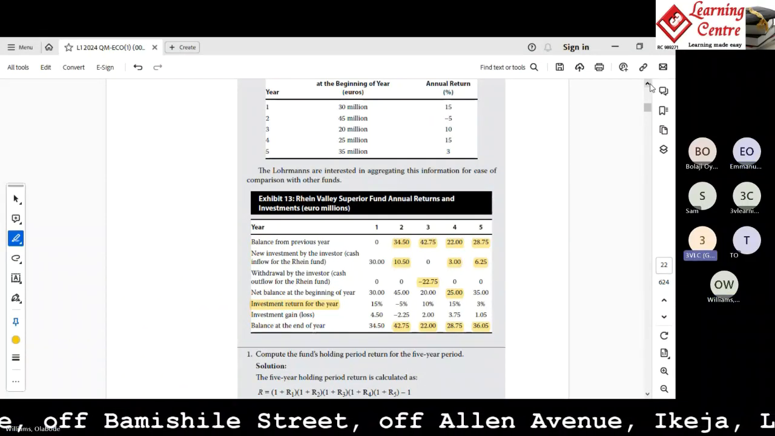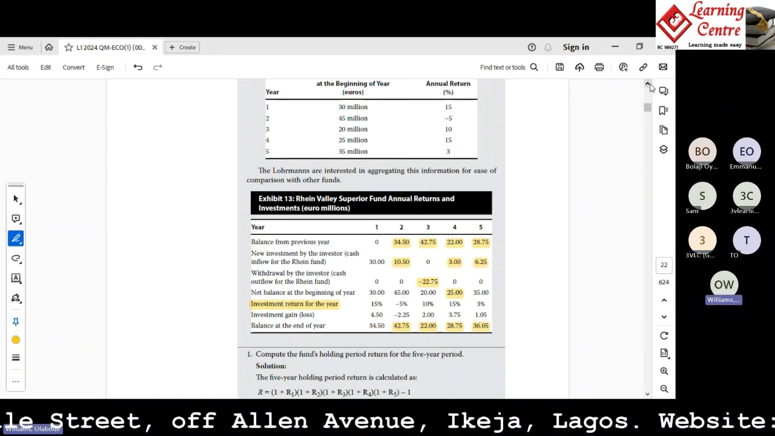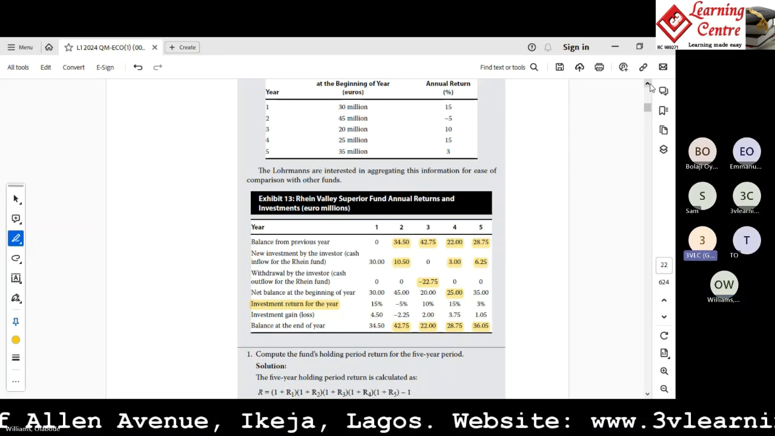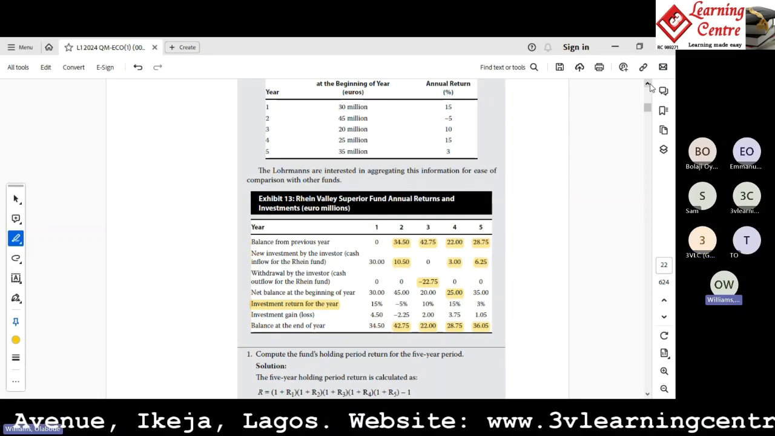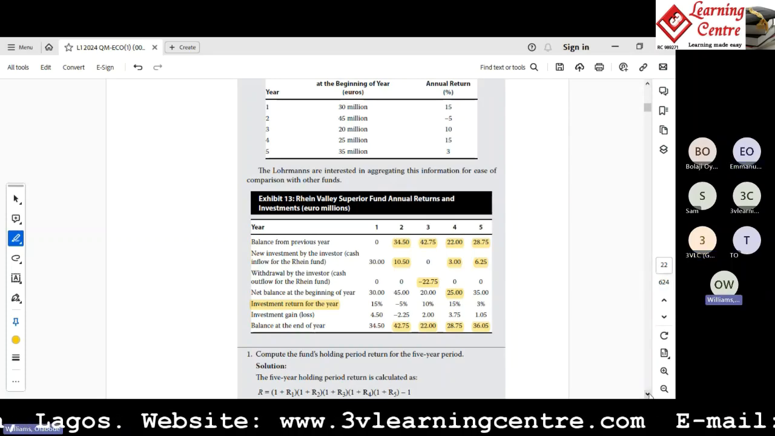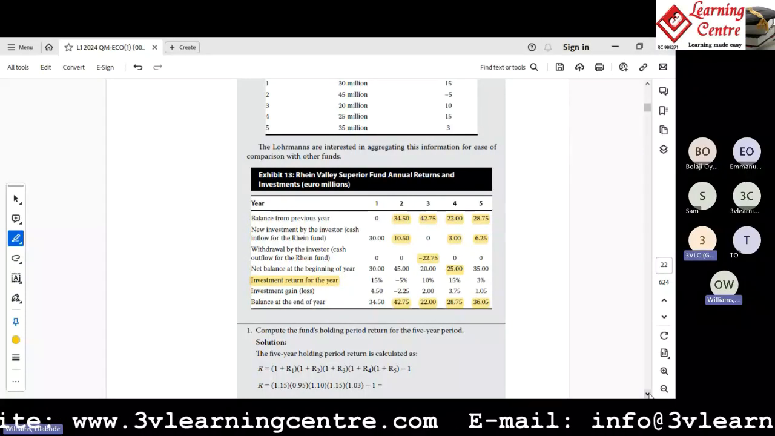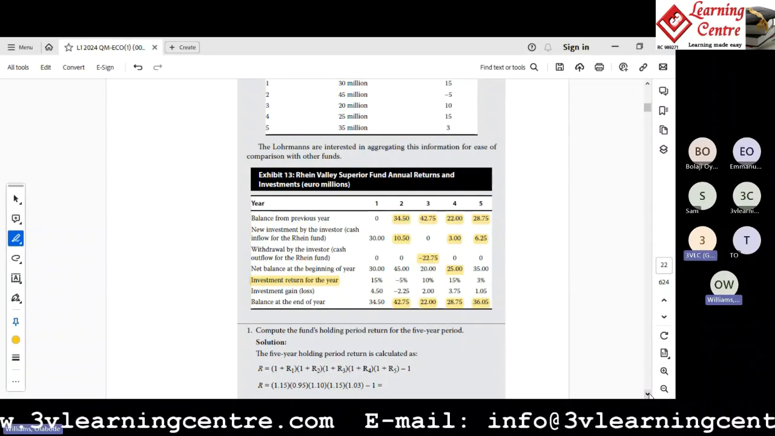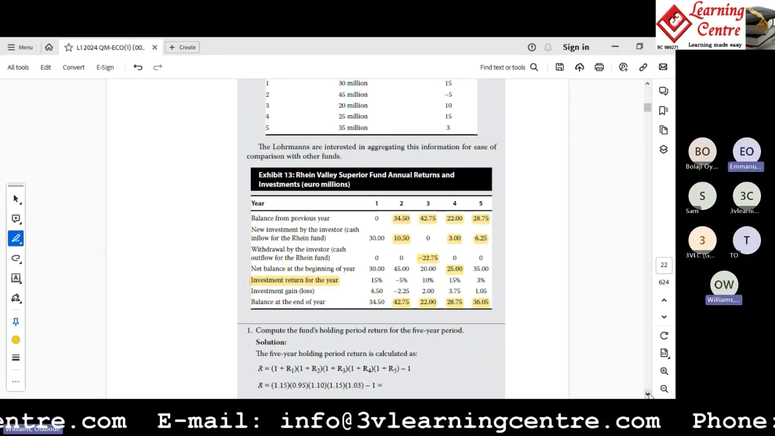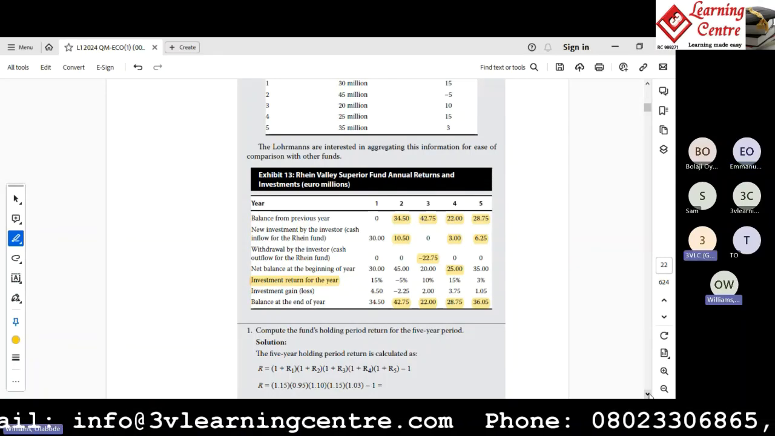Scroll up. Look, the formula is this: 1 plus R1. R1 is what? 15. So the way you set it up is 1 plus 0.15, right? So that will give you 1.15. Exactly. That is for R1. For R2, R2 is minus 5, minus 5%. The formula does not change. It's still 1 plus minus 5, so it will be 0.95, because it's a negative sign. So that's how that was.